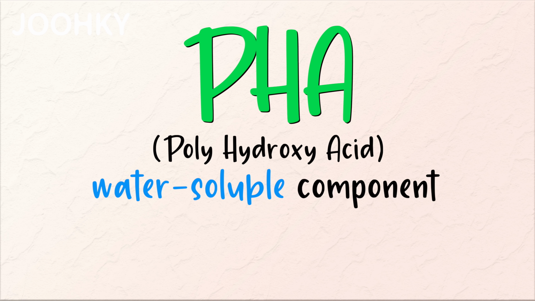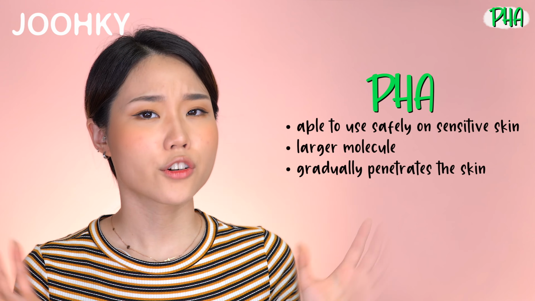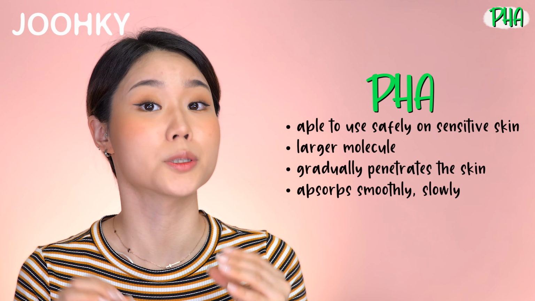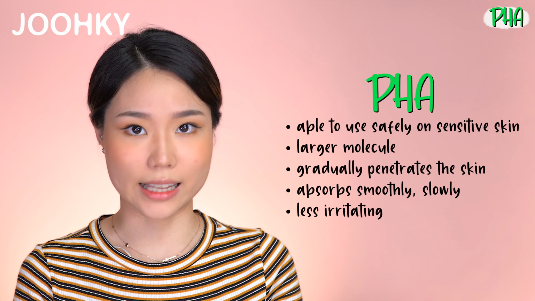PHA is a water-soluble component like AHA and is similar in function, but it's characterized by being able to be used on sensitive skin because it has a larger molecule, gradually penetrates the skin, absorbs smoothly and slowly, and is less irritating.